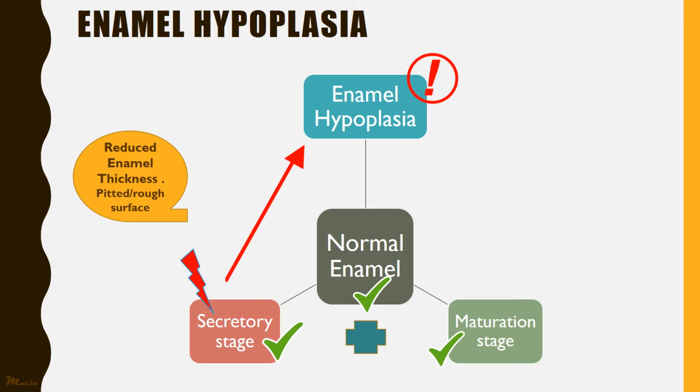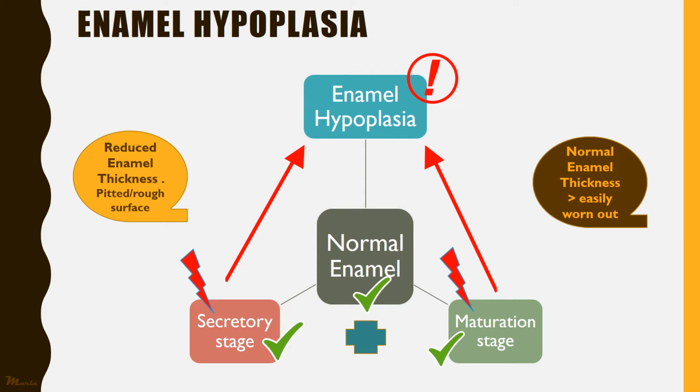On the other hand, if the anomaly occurs during the maturation stage, that is during the mineralization process, it will also give rise to enamel hypoplasia. However, in such cases, the normal enamel thickness is seen. However, because of reduced physical properties, such enamel is quite weak and is easily worn out.